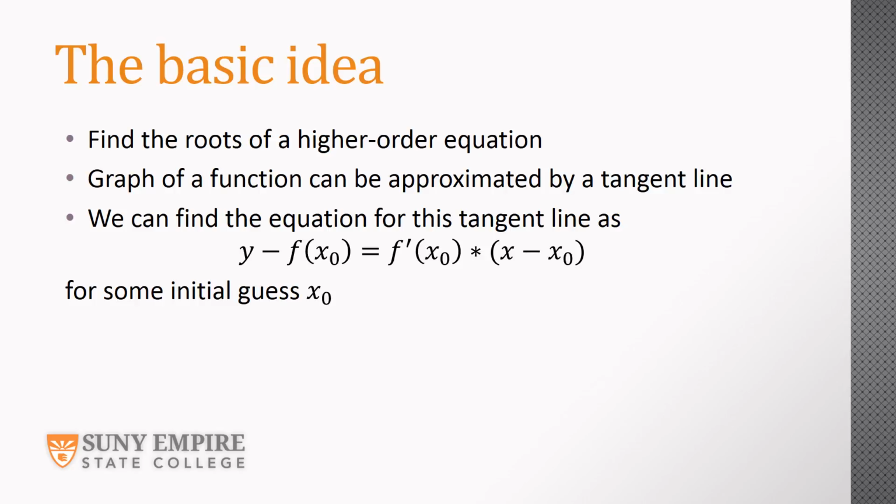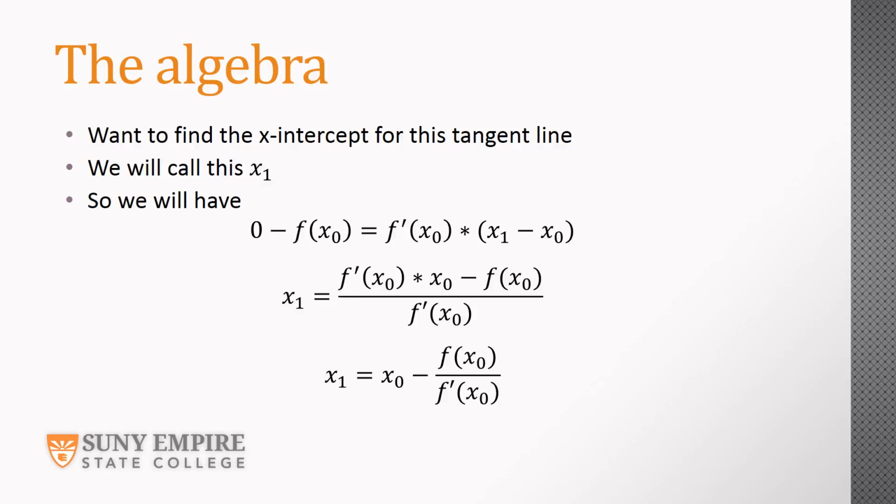We will assume that this x sub 0 is our first guess for a root of the function, but we will be able to improve this guess. Since we want to find a root of the function, we want to find the x-intercepts for the function. Since the tangent line is a good approximation for the function, we will try to find the x-intercept of the tangent line. We call this x-intercept x sub 1, and we'll have a corresponding y value of 0.